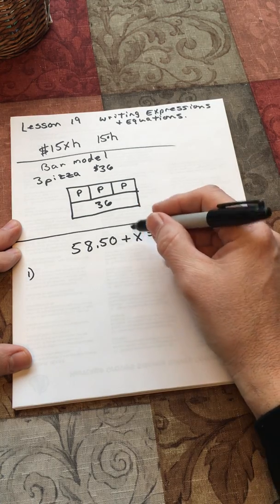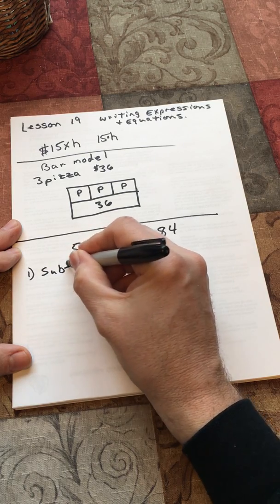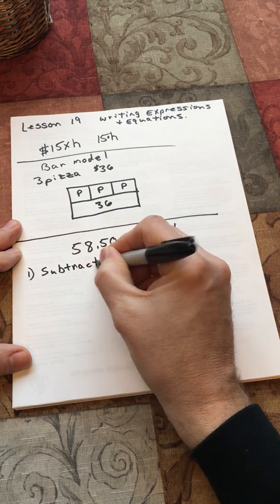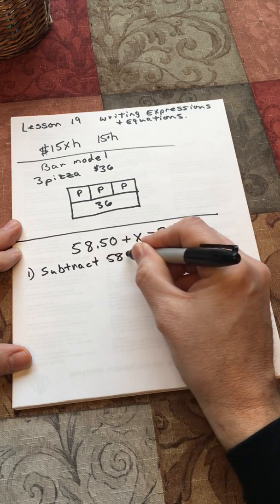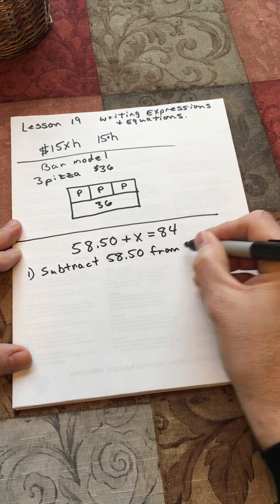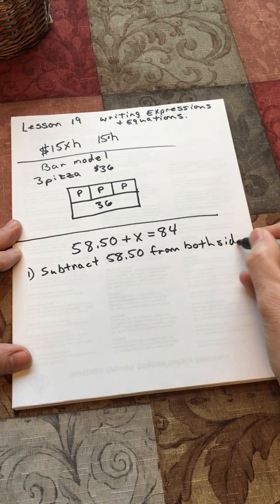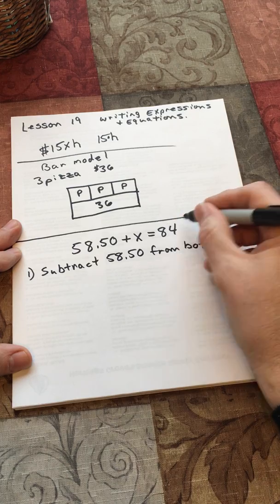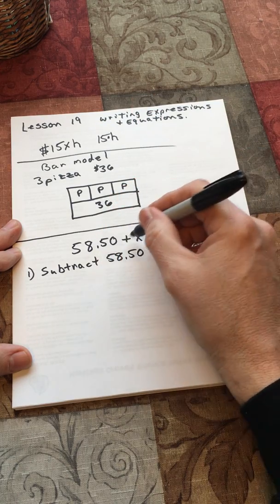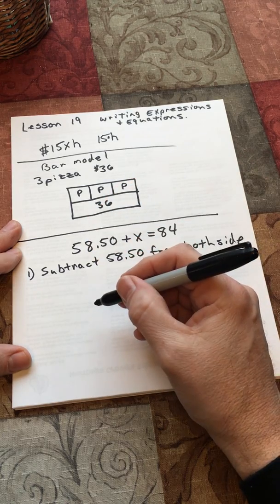We want to have one x over here. So we could subtract the 58.50 from both sides. That would work. That would tell us how much x was, because we'd subtract from the 84 and we'd end up with whatever was left. That's how much x is, because that amount plus 58.50 equals the 84.